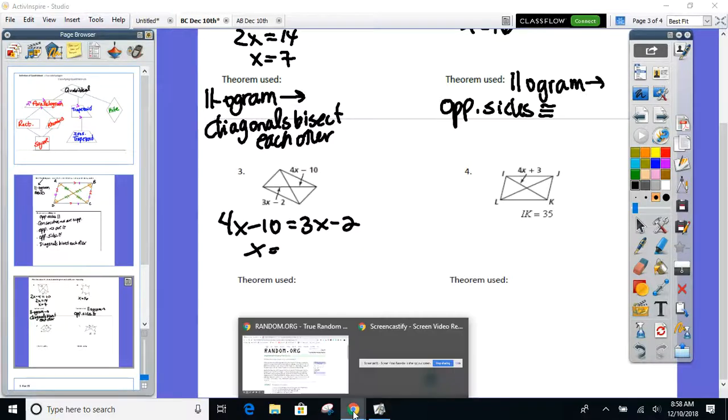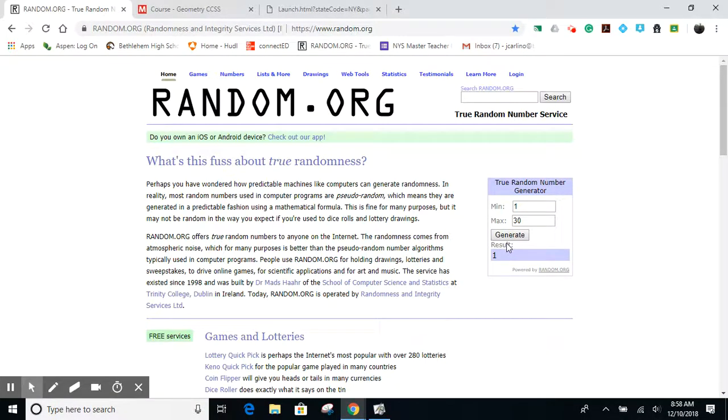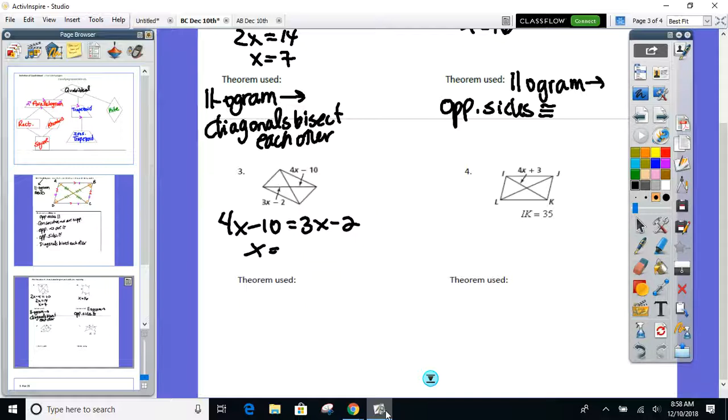Let me know the value of x and the theorem we used. 1, let's roll. Parallelogram and diagonals bisect each other. Okay, how about my final answer? 8. 8, thank you.